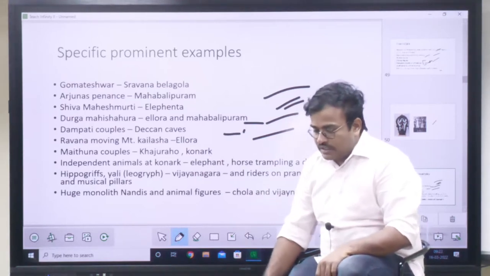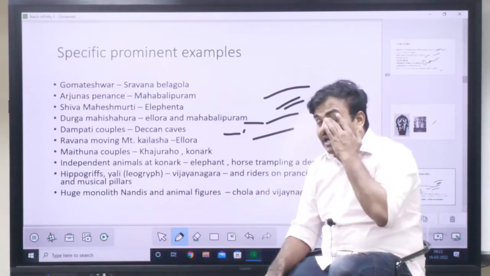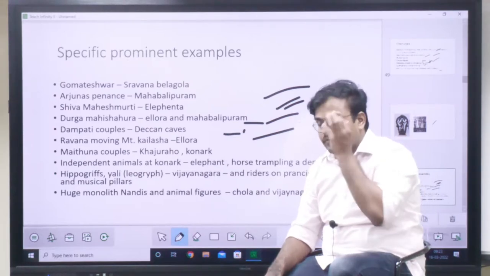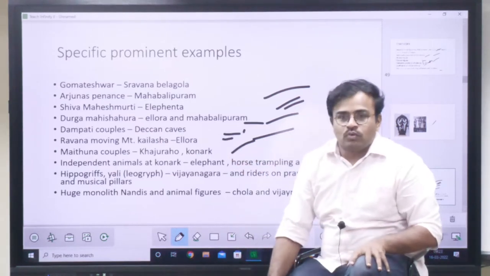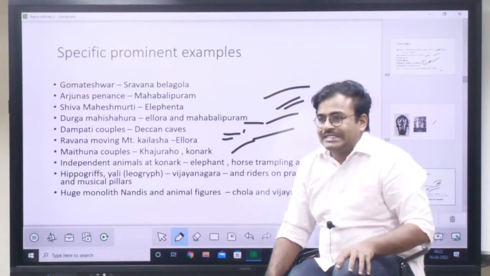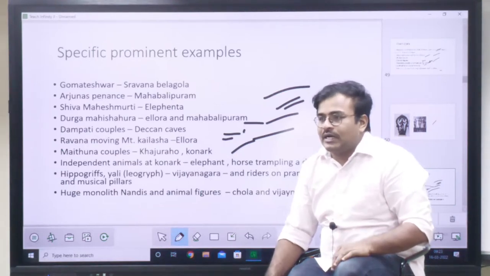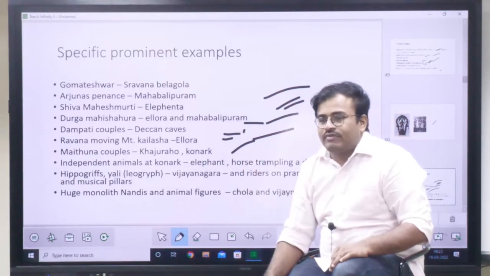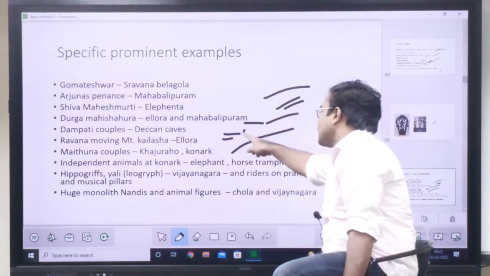And one more famous image at Ellora is this image of Ravana moving Mount Kailasha. Ravana moving Mount Kailasha is a very popular image from Ellora. You know about the story, right? Ravana moved Mount Kailasha. I think there is one more story about Ravana taking out his own gut and using it as a musical instrument to get the blessing of Lord Shiva. All of these stories are depicted in the Ellora caves, of which Ravana moving Mount Kailasha is the most prominent one.